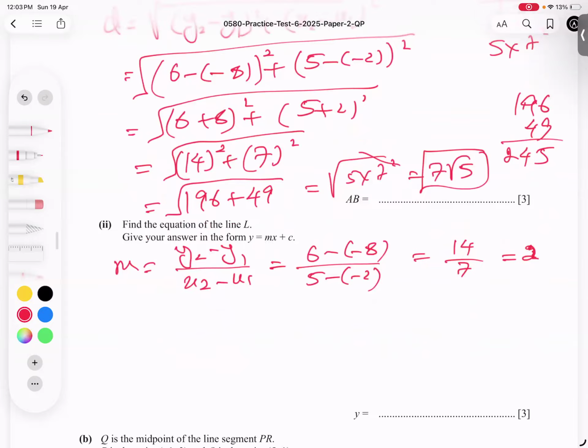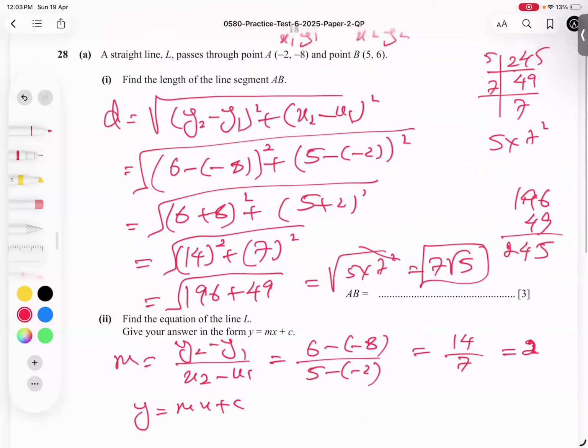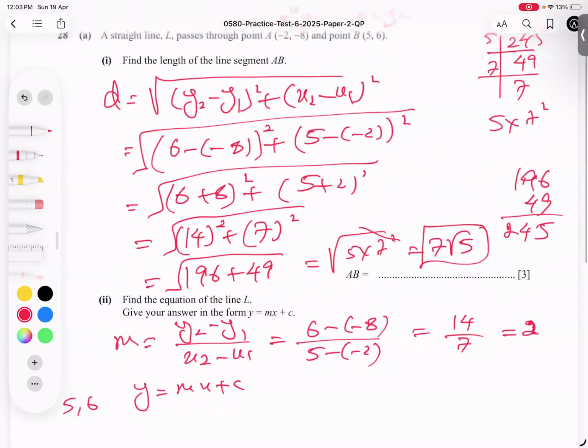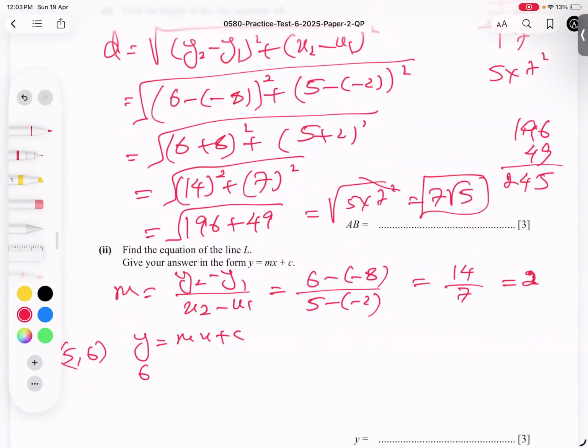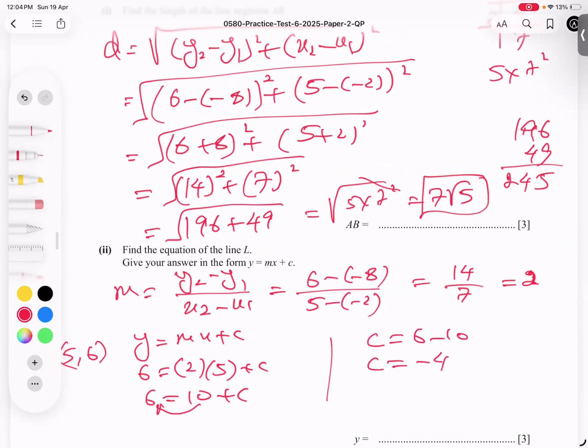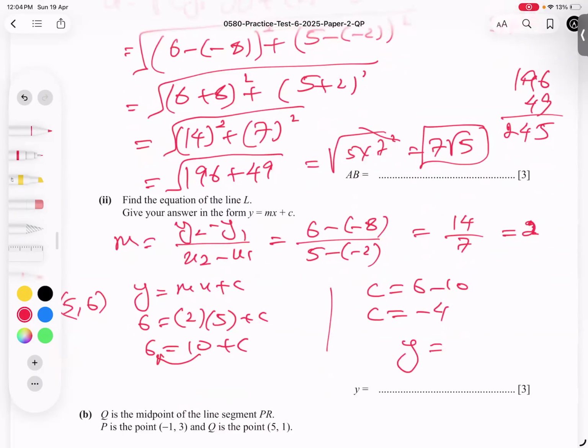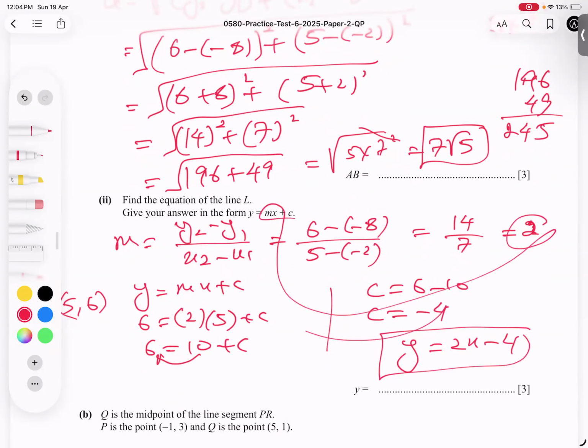And now, how do we get the C value? So y equals mx plus C, I will write. I will take any one point and plug it in. For example, I can take 5, 6. So 6 goes in the place of y, m is 2, x is 5. So 5 twos are 10, it goes there, and I can say C is equal to 6 minus 10, negative 4. So y is equal to mx plus C: m is 2 goes there and the C value goes there.